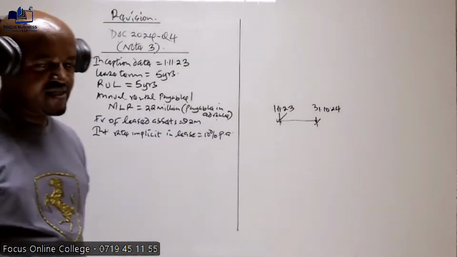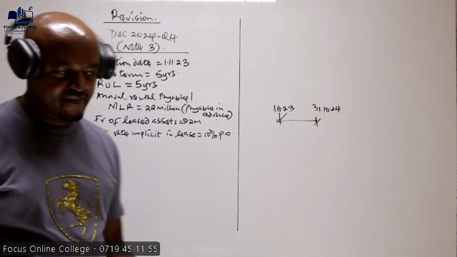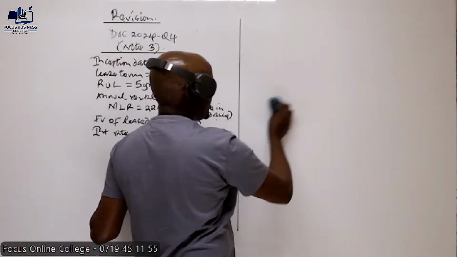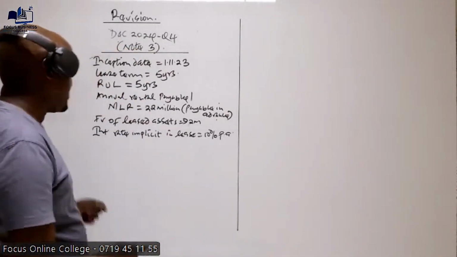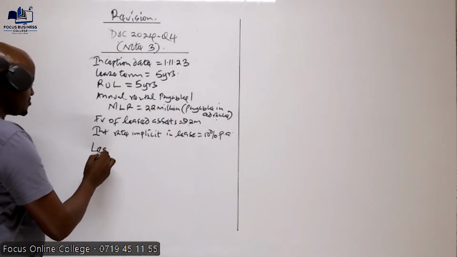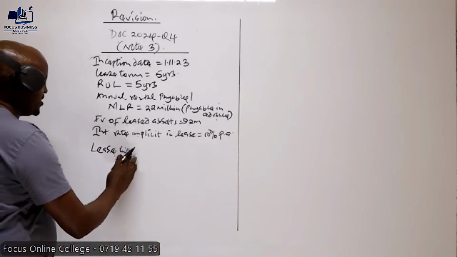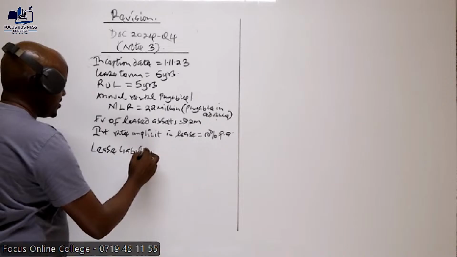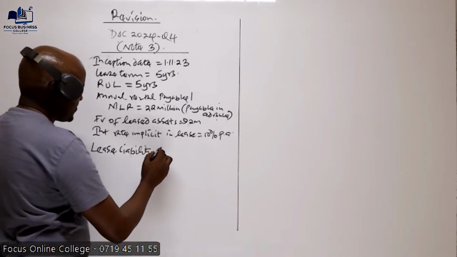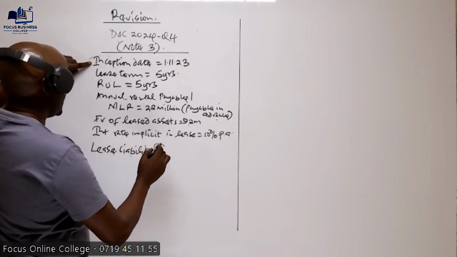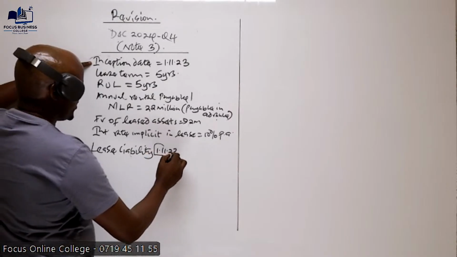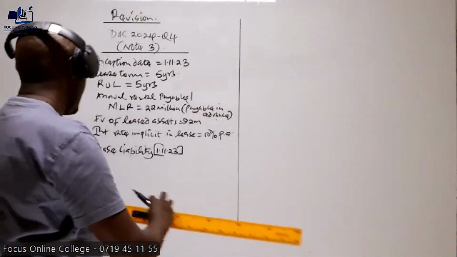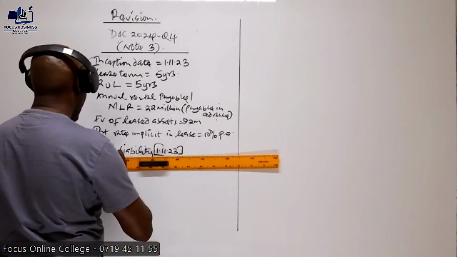Now, once a company has leased an asset, that company should recognize 2 items, the lease liability and the right of use asset. We always start by determining the lease liability. The lease liability is determined at the inception date of the lease, which is 1st November 2023.